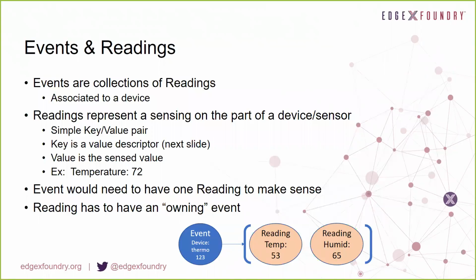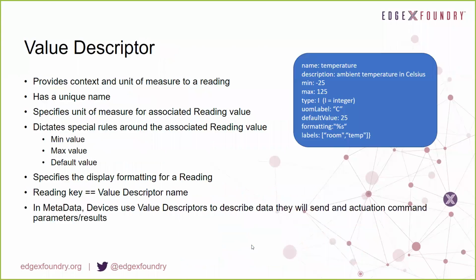So in a diagram, this is what we're looking at here. An event associates readings to a device. The reading itself just provides a key, which is your value descriptor, and the value that was sensed. The value descriptor side, again, provides the context, the unit of measure to a reading, and has to have a unique name. It specifies all the details about a particular value: min, max, default values. Essentially, a value descriptor is the tagging mechanism we use to provide amplifying information about those sensed values.